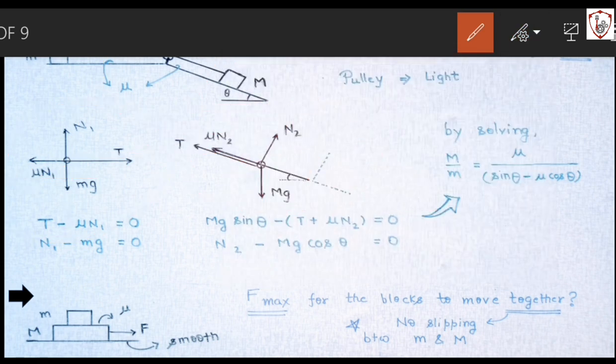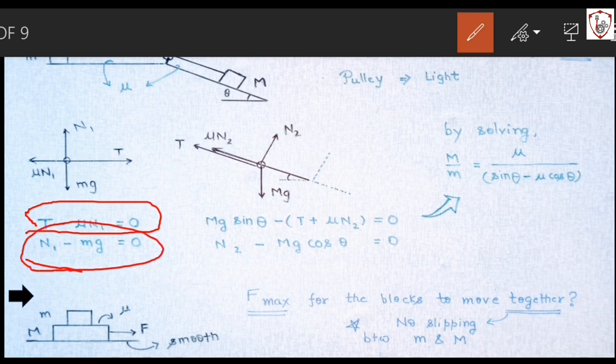What is the next step? Write down Newton's second law, F is equal to ma. Because the block is about to move, there is no acceleration, so the sum of the forces on the body will be 0. Write it here. T minus mu n1 is equal to 0 in the x direction. Balance the forces. In the y direction, n1 minus mg is equal to 0. These are the two equations from the first block's free body diagram.